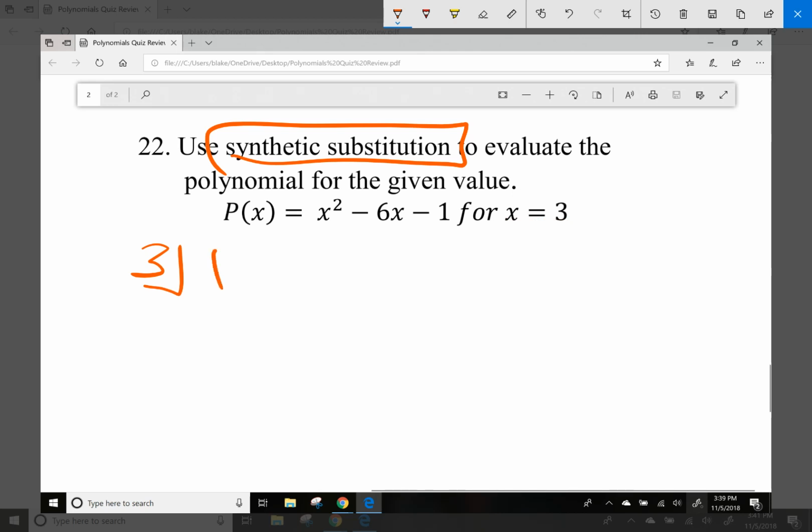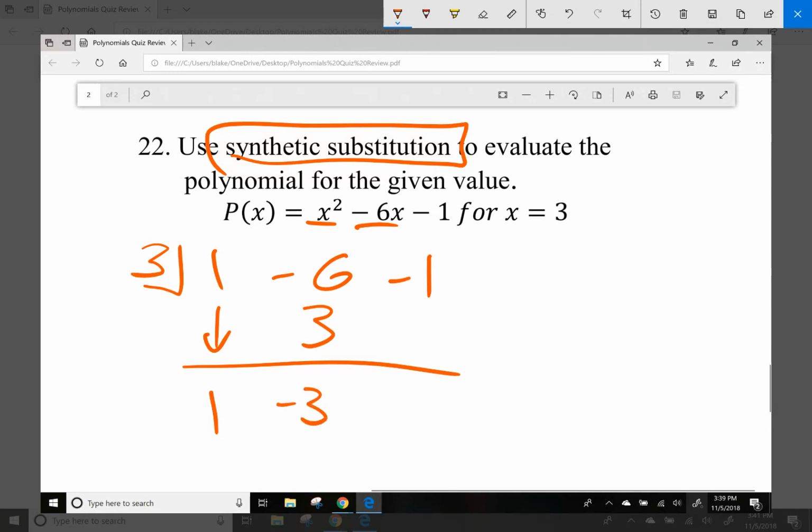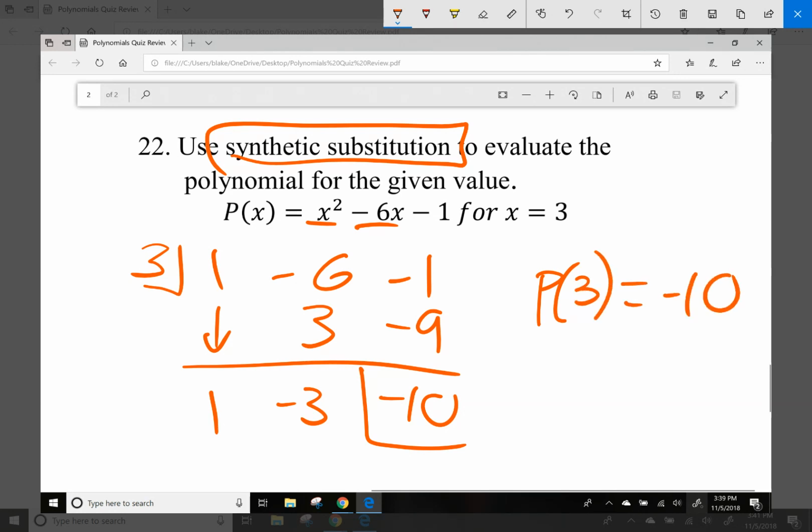So the coefficients are 1 for 1x squared, -6 for -6x, and -1. So it works the same way. Bring the 1 down, multiply that with 3. 1 times 3 is 3. -6 plus 3 is -3. And -3 times 3 is -9. And -1 minus 9 is -10. So that's my remainder, and that is my answer. So my answer is just the polynomial, when I plug in 3, is equal to -10. So the answer is -10.